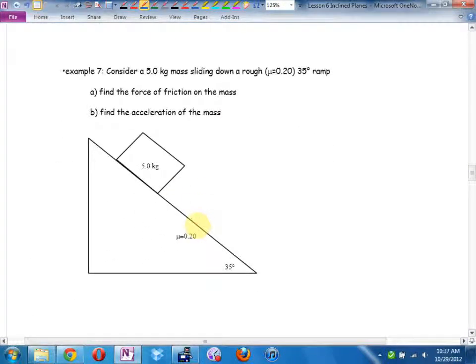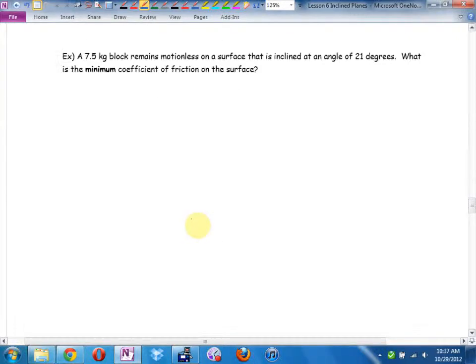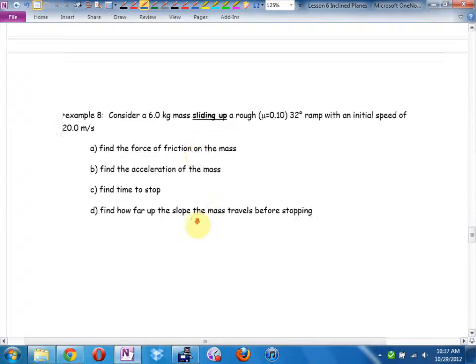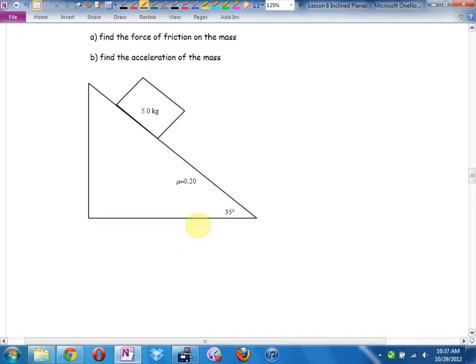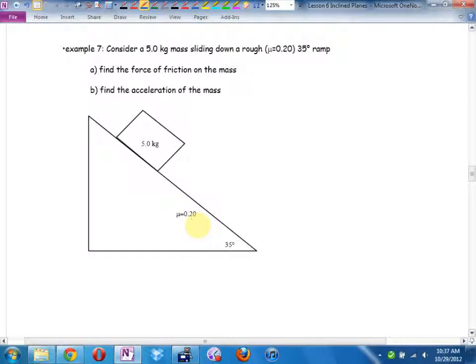Example 7 says, consider a 5 kilogram mass sliding down a rough, mu equals 0.2, 35-degree ramp. A, find the force of friction on the mass. B, find the acceleration of the mass.